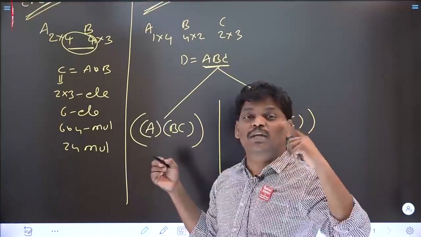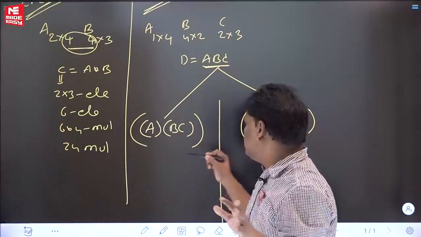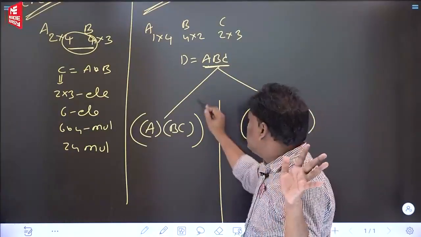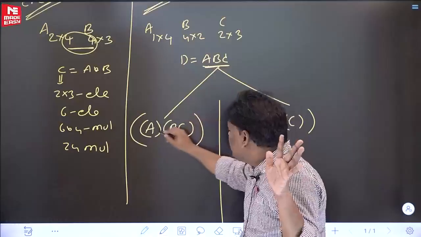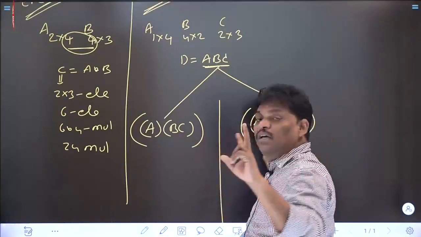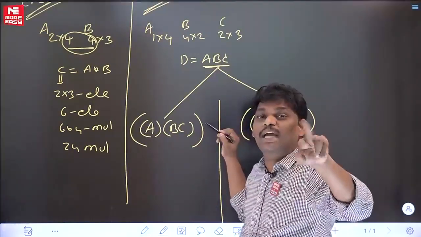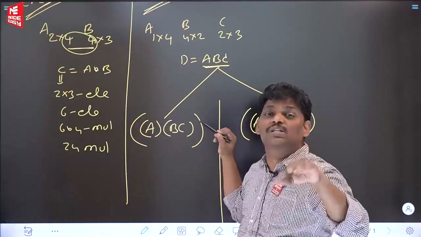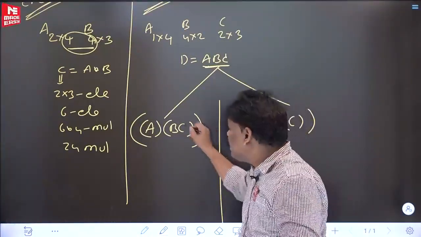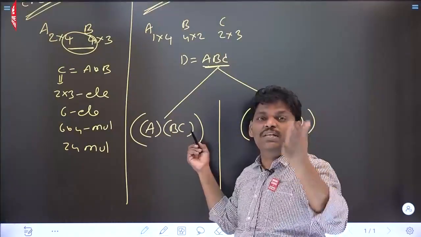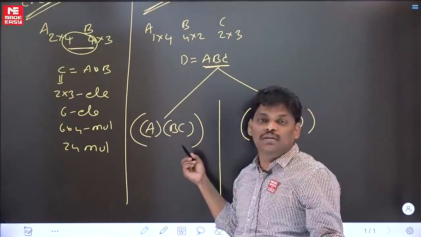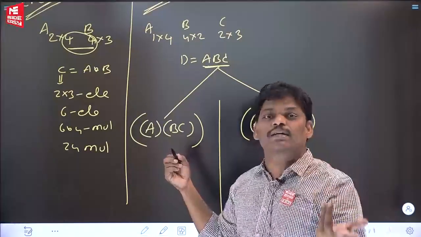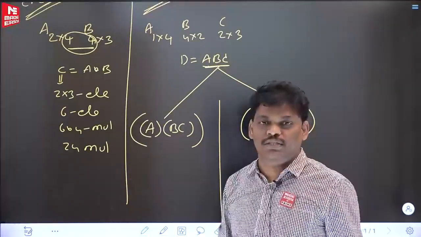Some people are asking, sir, what is the meaning of order is not changing? The meaning is here also ABC, here also ABC. I am not writing AB as BA, I am writing AB only. The only thing is association is changing. What is the meaning? Brackets changing. Matrix order not changing, only brackets changing. That is known as association changing.